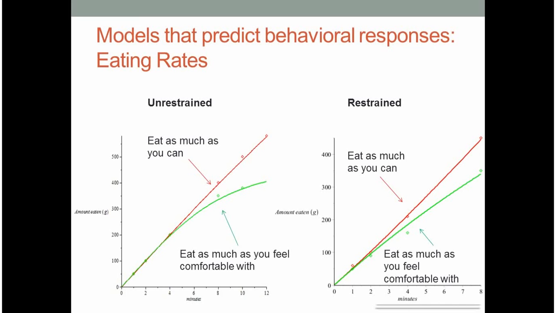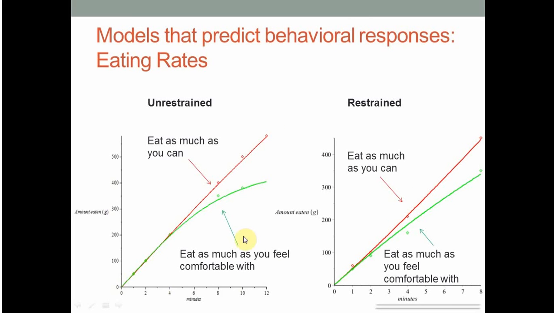So she gave the unrestrained and restrained eaters directives. One was to eat as much as you can. The other was to eat as much as they felt comfortable with. And then she recorded that data from the Universal Eating Monitor. And you can see you get different looking curves in each case.